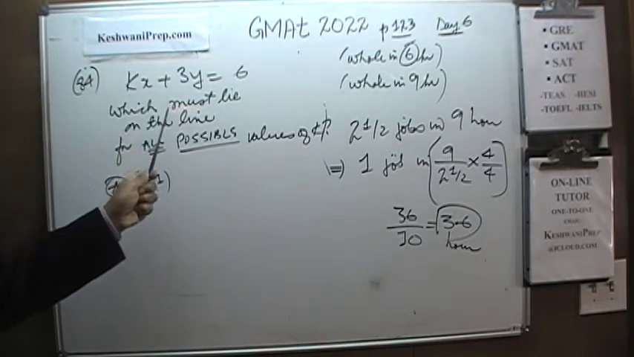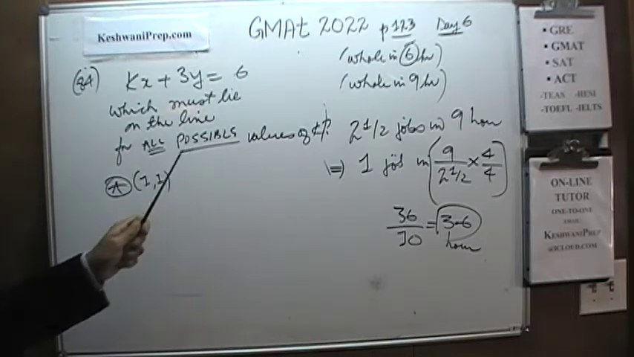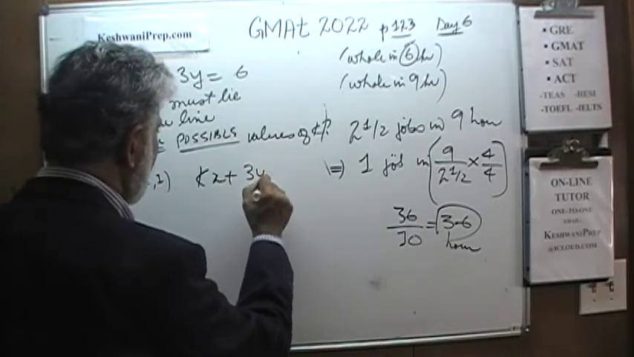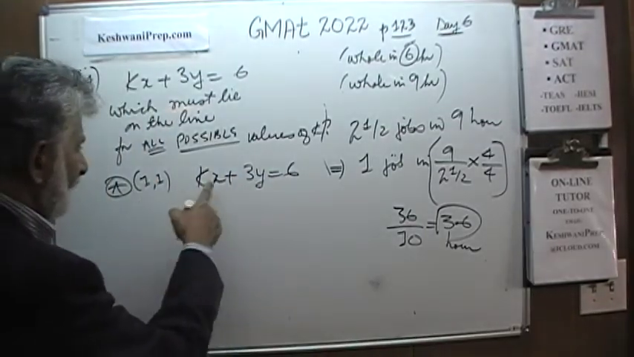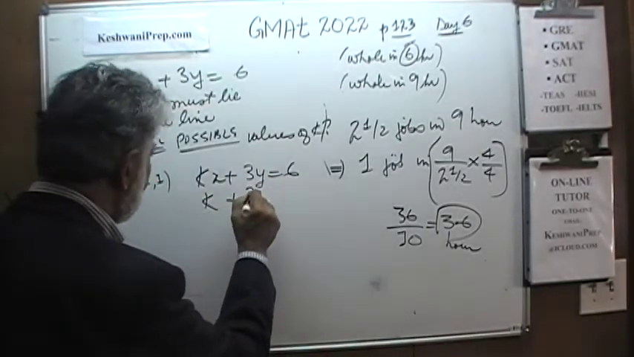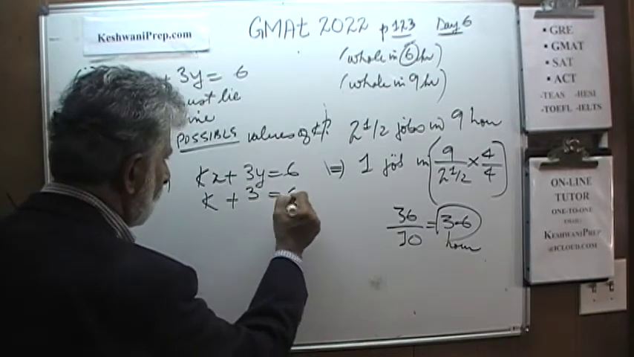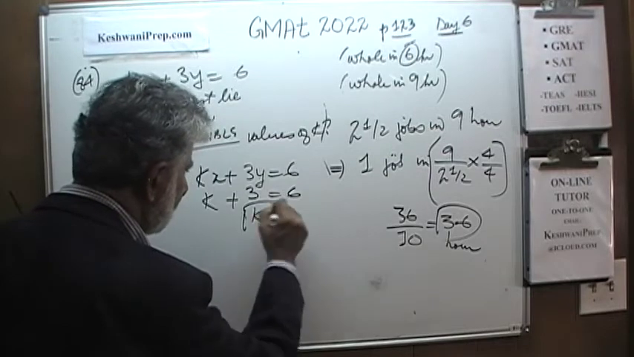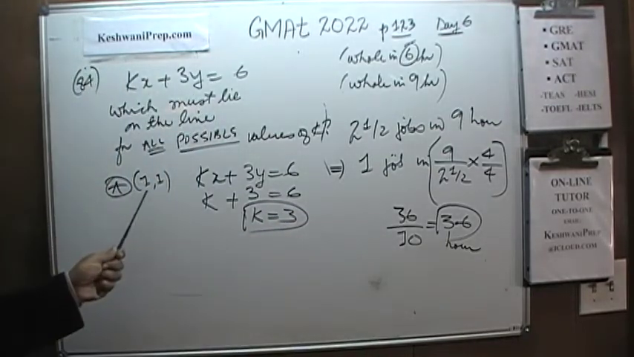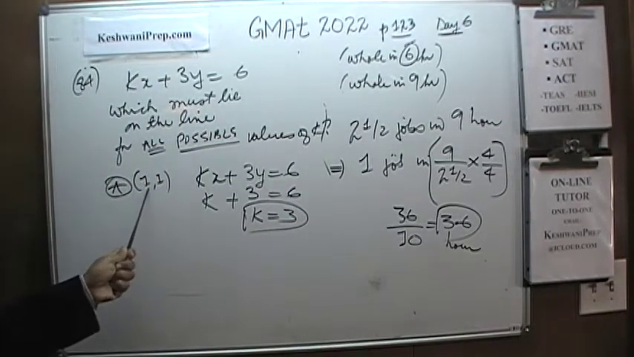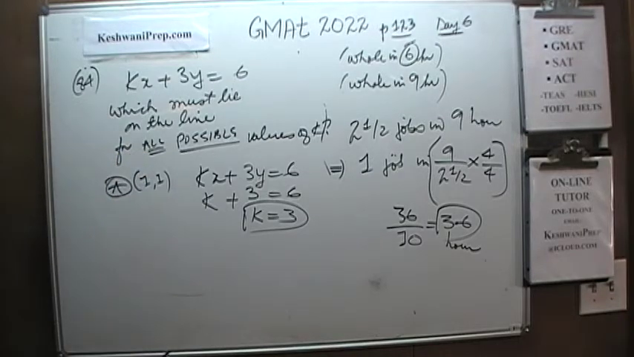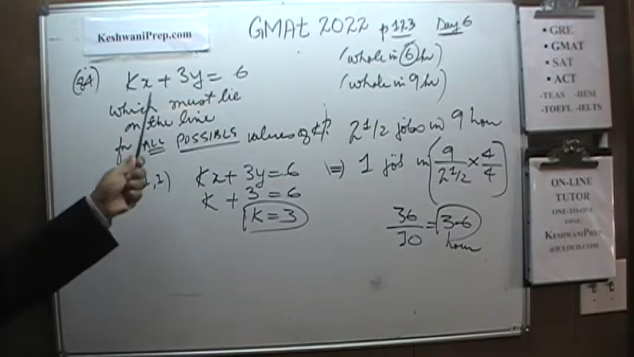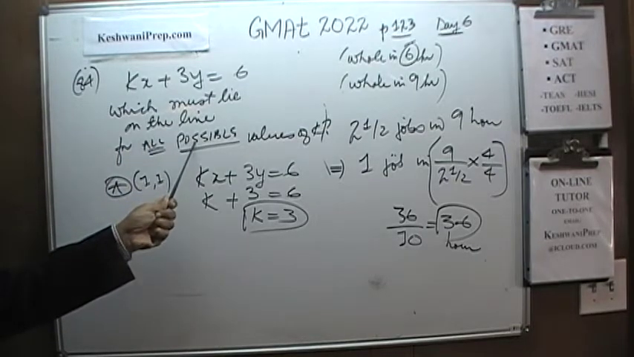Will this point lie on this line for all possible values of k? Let's find out, shall we? So k times x plus 3 times y, we are told, has to equal 6. X is 1, so it's going to be k times 1 plus 3, y is 1, equals 6. k would have to be 3. In other words, this point will lie on that line for only one unique value of k, which is 3. This point will not lie on that line for all possible values of k. That is not true.